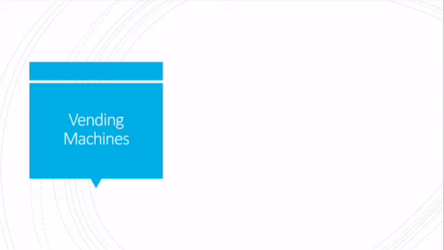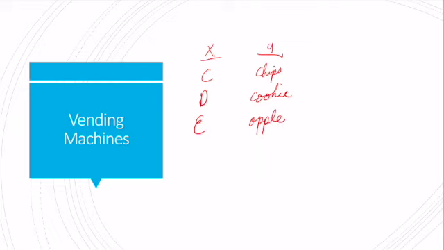Okay, let's go back to our vending machine. I've got a couple buttons on my vending machine, and I call those my inputs or my independent variable, my x values. And I've got some outputs, and those are going to be what's in the vending machine, our dependent variable. Let's say I have chips, let's say I have a cookie, and let's say I have an apple, because our vending machine is very healthy.